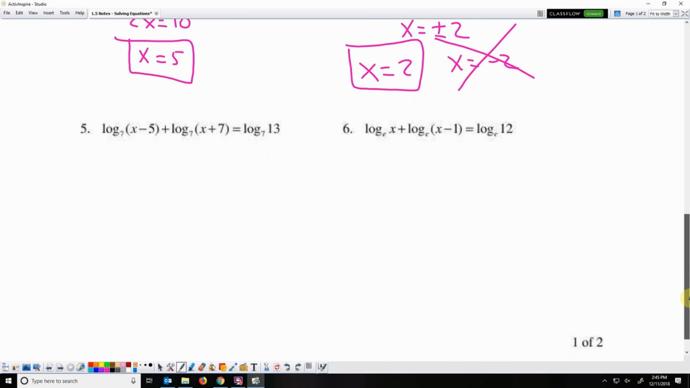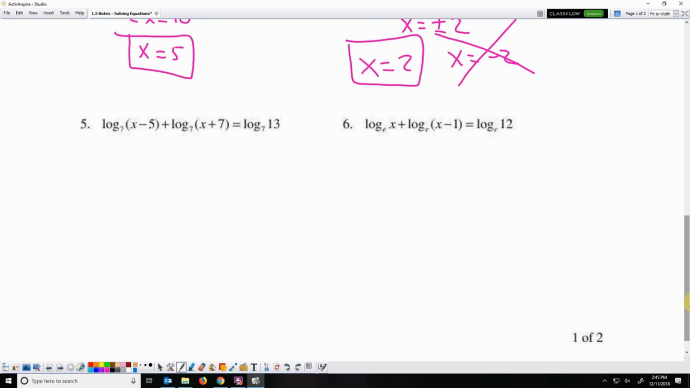Negative solutions can be kept if they produce positive arguments. So it's not about whether the solution is positive or negative, it's about whether it produces a positive or negative argument.